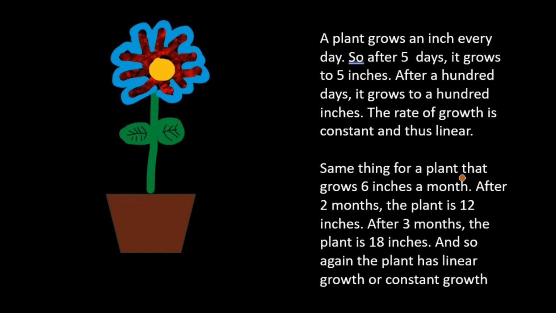Same thing for a plant that grows 6 inches a month. After 2 months, the plant is 12 inches. After 3 months, the plant is 18 inches. And so again, the plant has linear growth, or also known as constant growth. It doesn't really matter. And so that is linear growth, and now we're going to talk about exponential growth.